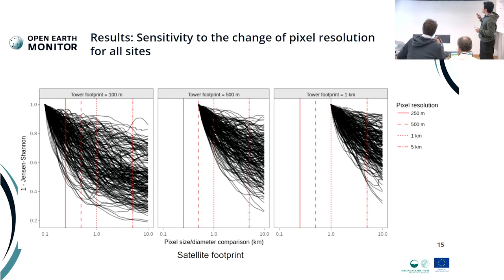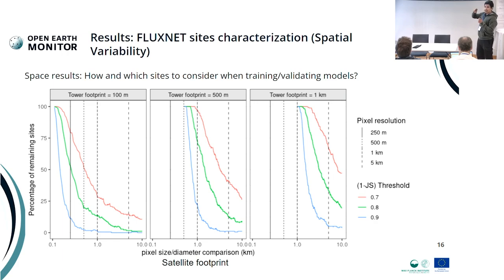Now, when we do this for all the sites, the information gets a bit hard to read. So what we did was to select three different Jensen-Shannon thresholds, 0.7, 0.8, and 0.9, and compute the number of sites that reach this condition. So here, for example, you see that considering a tower footprint of 100 meters, of course, when we compare with a satellite footprint of 100 meters, we have all the sites. But when considering a Jensen-Shannon threshold of 0.7 and a spatial resolution of 500 meters, we found that only half of the sites available in the flux network is suitable for local comparisons.